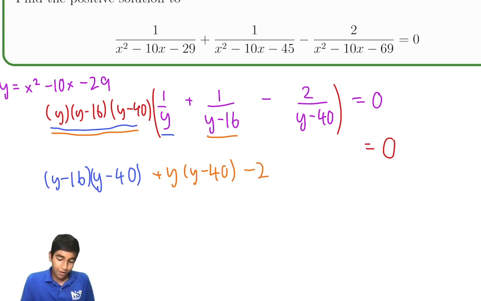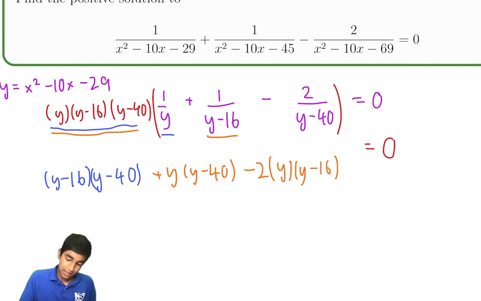And next, we have minus 2 over (y minus 40). So minus 2, we'll just take out that term. Minus 2 times 1 over (y minus 40) times y times (y minus 16) times (y minus 40). The y minus 40 terms cancel. We're left with y times (y minus 16), and that is equal to 0.